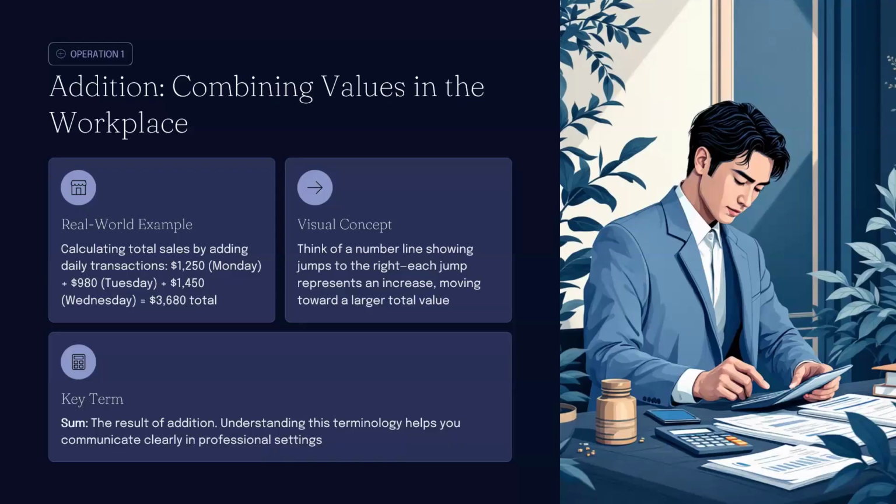So a real work example has been given on the slides. Today is which day? Tuesday, no, Wednesday. So on Monday, I make sales of $1,250. On Tuesday, I make sales of $980. On Wednesday, I make sales of $1,450. To add this means I'm going to combine all of them together. So if I combine 1,250 and add it to 980 and to 1,450, I'll get a total value of 3,680.